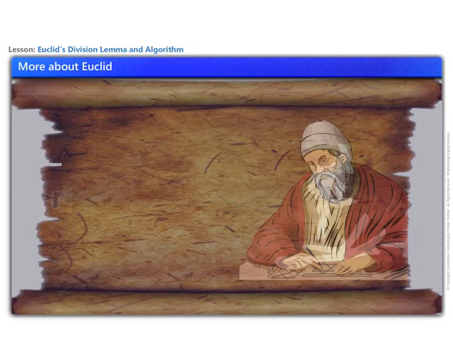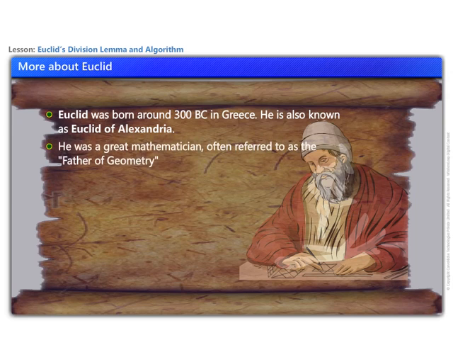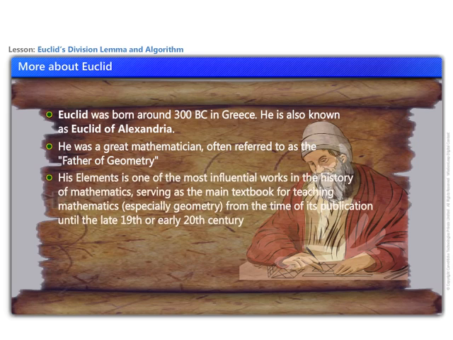Now, let us know about Euclid. Euclid was born around 300 BC in Greece. He is also known as Euclid of Alexandria. He was a great mathematician and is often referred to as the father of geometry. His Elements is one of the most influential works in the history of mathematics, serving as a main textbook for teaching mathematics, especially geometry, from the time of its publication until the late 19th or the early 20th century.